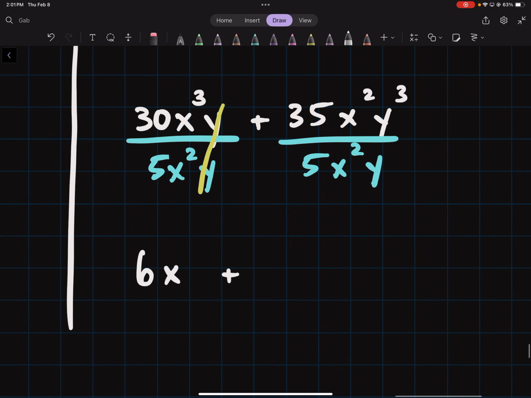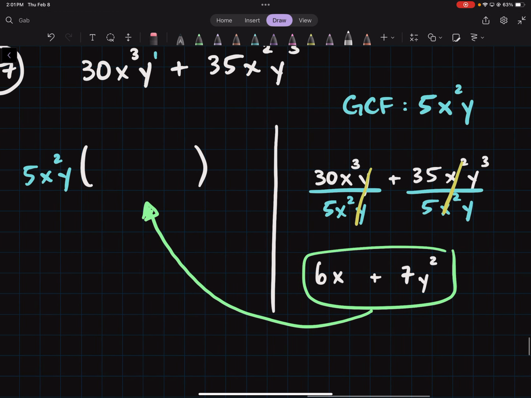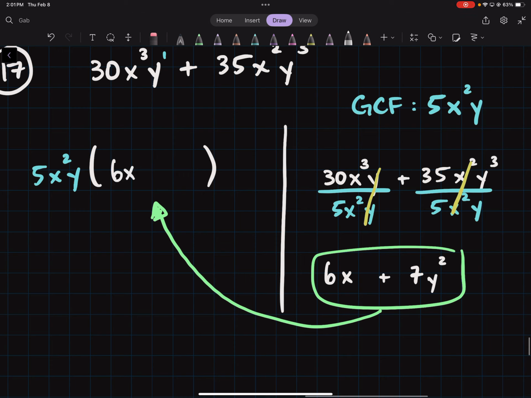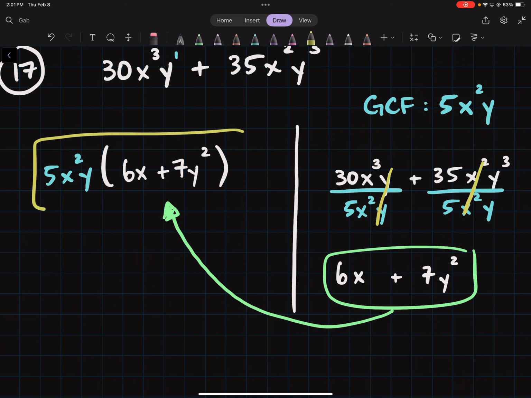Makes sense. Okay, you get 7, right? Yes. X squared divided by x squared? X out. And then y cubed divided by y squared? Yes. There you go. Done.